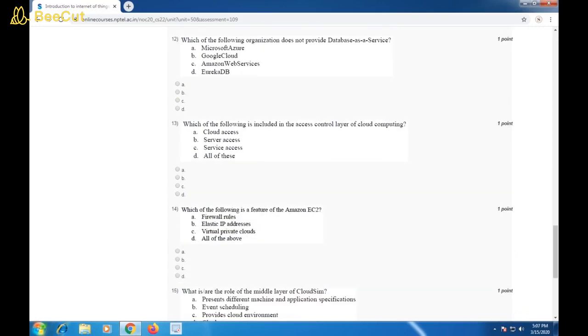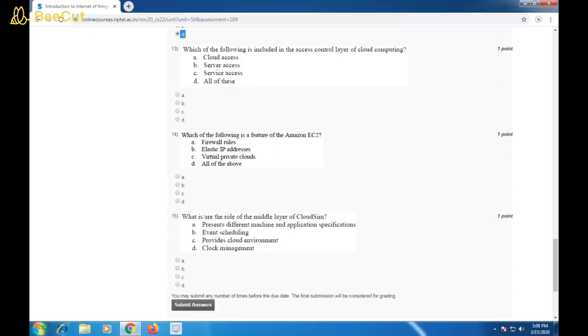Which of the following organizations does not provide database as a service? The answer for this is D. Eureka DB is the organization that does not provide database as a service. The remaining first three options provide database as a service. So the answer for this is D.